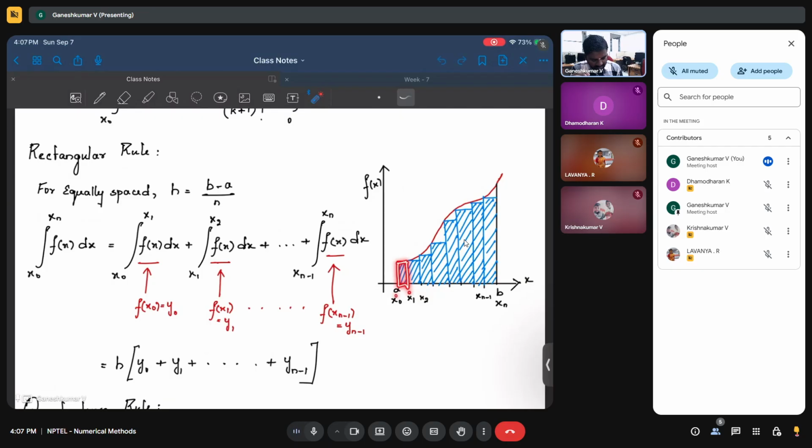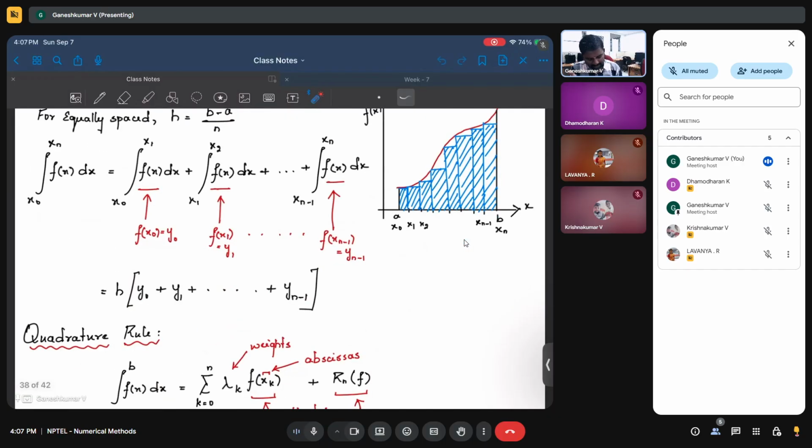This is f of a. This is f of a into x0 minus x1. Similarly, f of x1 into x2 minus x1. f of x3 into x3 minus x4. Similarly, you can continue doing that, up to f of x(n-1) into x(n-1) minus xn, or the other way. Then you add all of them. That will be your rectangle rule.